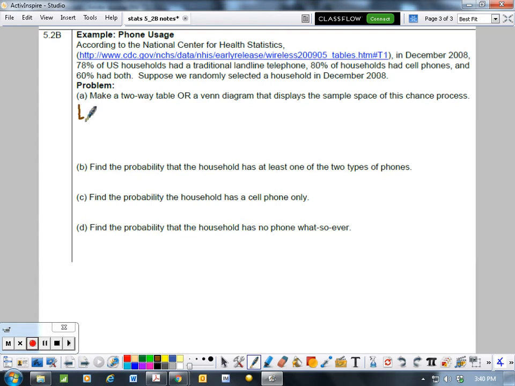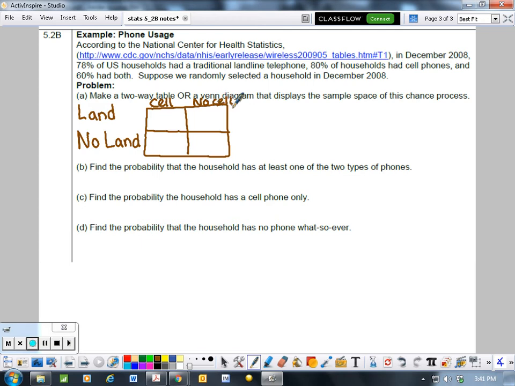So we have landline or no landline. We're also going to have, I left myself lots of room for this one, and then we have cell and no cell. So now we're going to go ahead and fill in our information. So what we know is that 78% had a landline. So I'm going to come over here and my total landline is 78%. Now 80% had cell phones, so my total cell phone should be 80%. So now I could figure out no landline because these are mutually exclusive. I can do 1 minus 0.78 and that should tell me how many had no landline, so 22%. And then I can look at my cell, 80%. Those that did not have cell would be 20%.